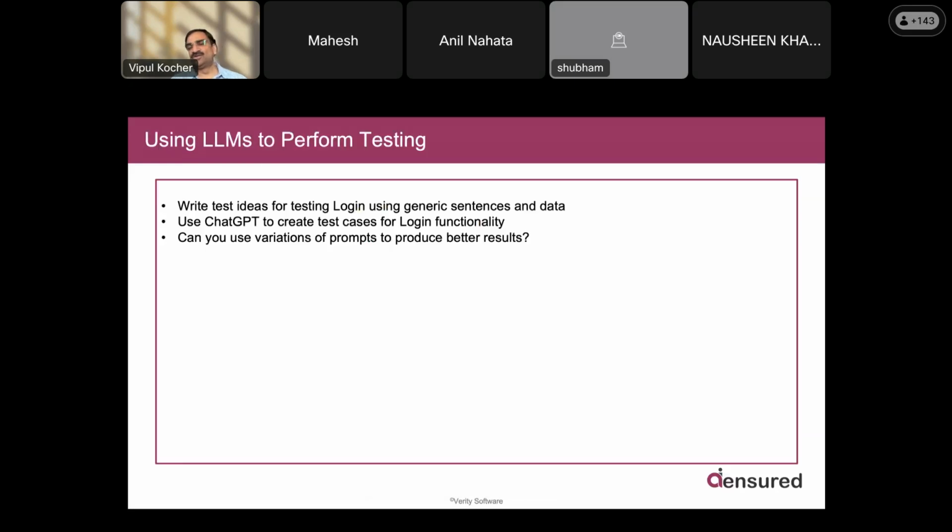Now, I'm giving you homework. Just use any of the LLMs. Ask yourself, how are you going to write test cases using it? So give it a requirement, ask it to write test cases. Then take a test case, ask it to get into detail, or ask it to explain why it wrote this test case, and so on. Play with different types of prompts, different styles of prompts, and see if you can produce better results.